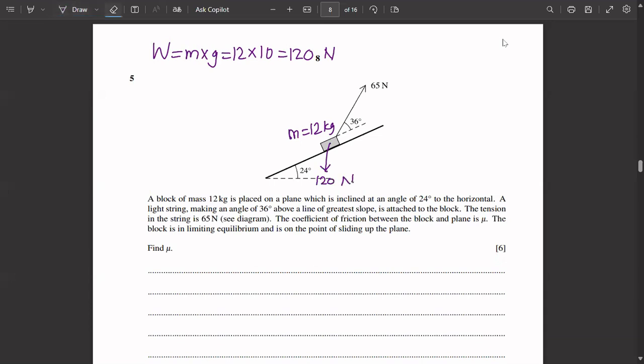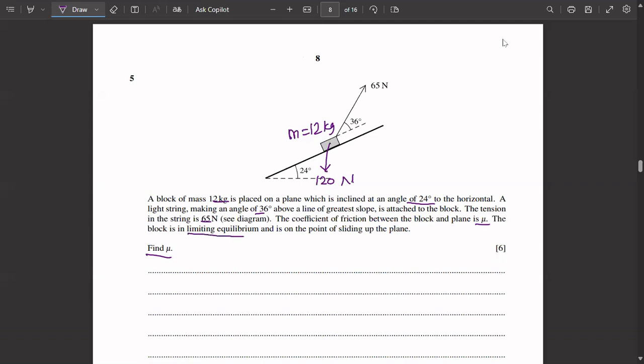So now let me erase this. Yeah, and inclined at an angle of 24 degrees, that is mentioned in the diagram. A light string makes an angle of 36 degrees above the line attached. The tension in the string is 65 Newton, that is mentioned. The coefficient of friction between the plane and the block is mu. That's what you have to find out, the coefficient of friction. The block is in limiting equilibrium.